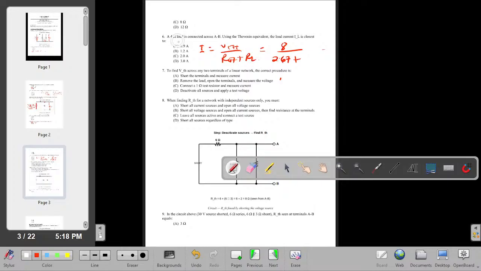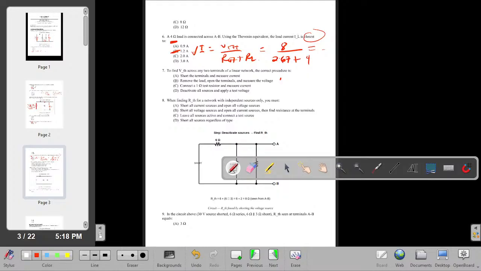Plus now the load resistor is 4 ohm, which you are looking at here. Therefore, you enter 8 over 2.67 plus 4, and that gives us 1.99, which is the same as he said, closest. This is the keyword, closest. Therefore, it's 1.2 amperes. Correct. Congratulations if you got this.